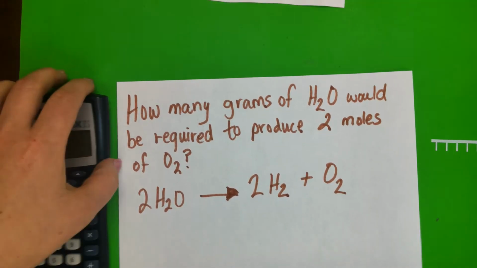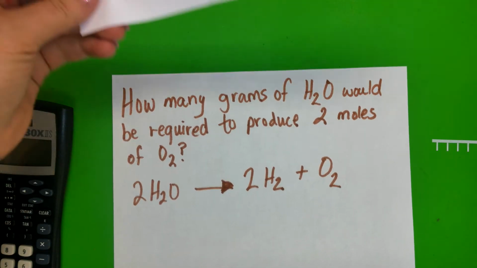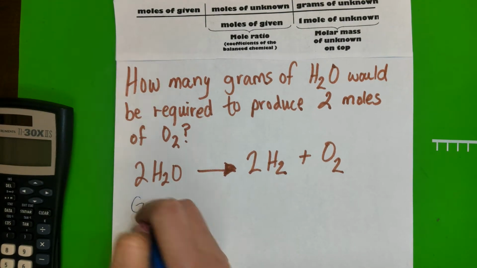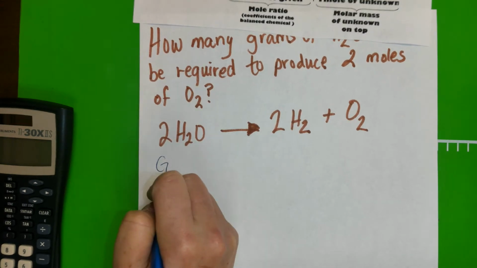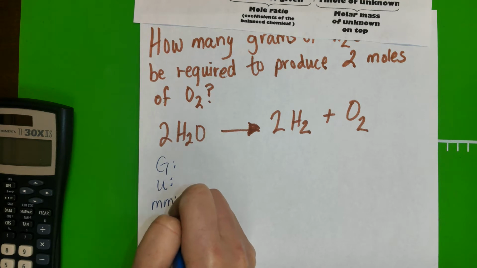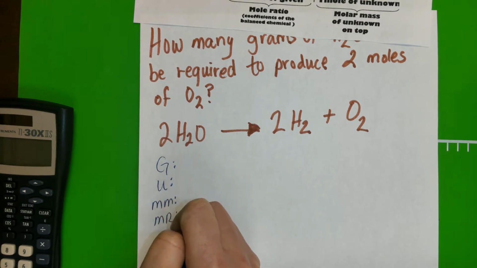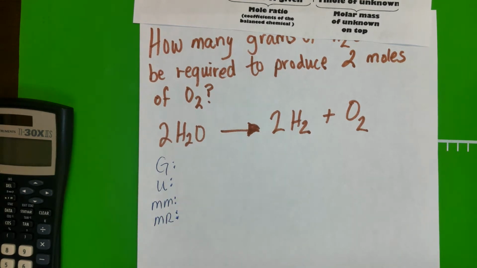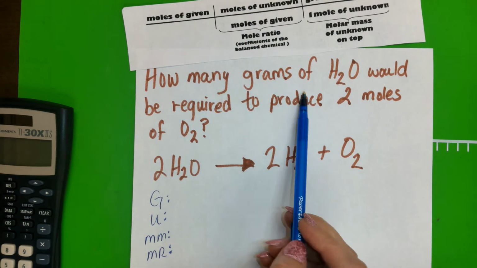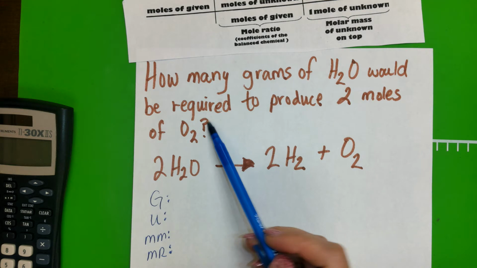Okay, so let me go ahead and work on this one with you guys. Again, GUMMER is G for given, U for unknown, MM for molar mass, MR for mole ratio. G is your given number, so you're going to look at your word problem and look for the given number.